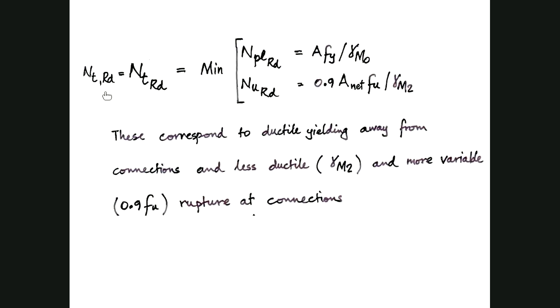So NtRd, the resistance of the member to the tensile axial load, is the minimum of the plastic resistance away from the connection, which is A Fy over gamma M0, Fy being the material strength. So for S275 steel, for a thickness of less than 40 millimeters, that's 275 newtons per millimeter squared, A being the cross-section area and gamma M0 being 1.0. And then the ultimate strength is 0.9 A net Fu over gamma M2, and I described that already.